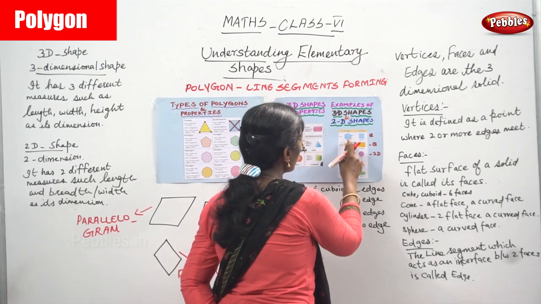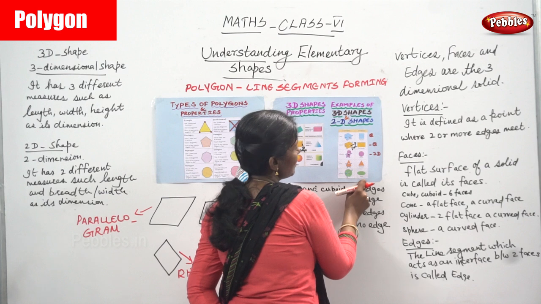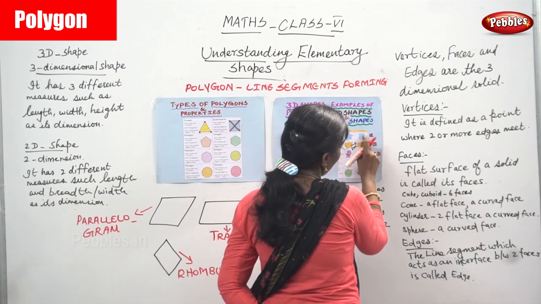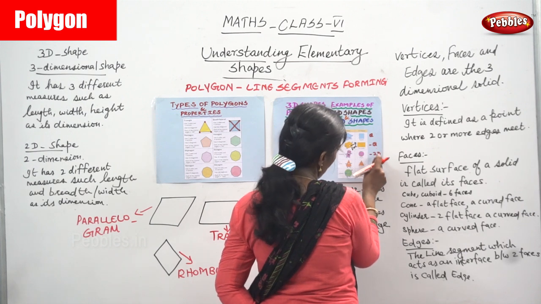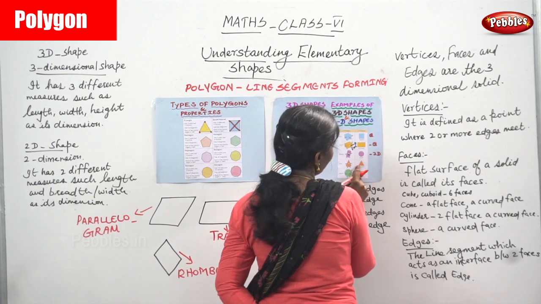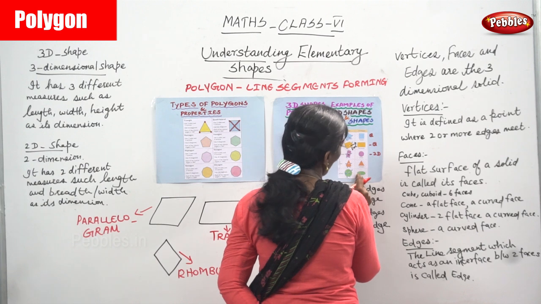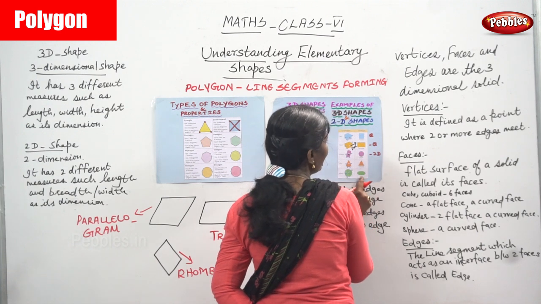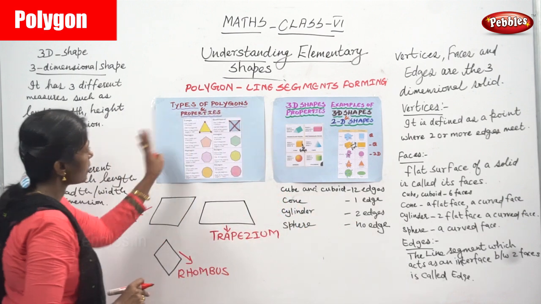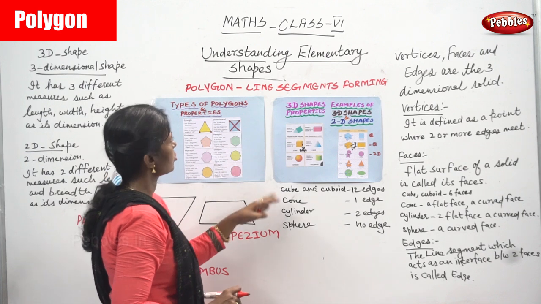3D shapes are the cube, cuboid, cylinder, cone, and sphere. And 2D shapes are the square and rectangle, which come under quadrilaterals, and the circle, which is also a 2D shape. The triangle is also a 2D shape, and the oval is also a 2D shape. 2D means 2-dimensional shapes.